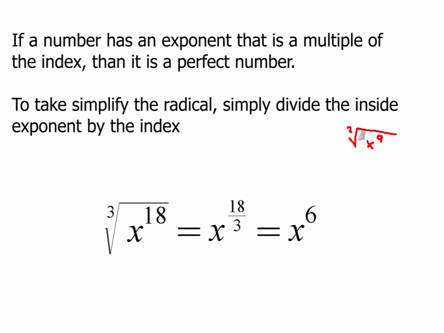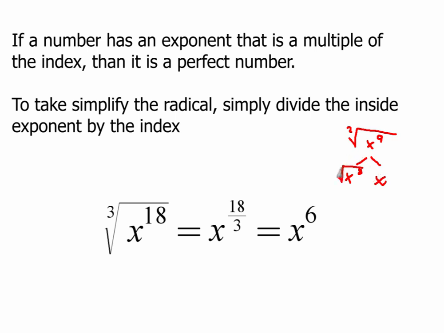Okay, 9 is not a multiple of 2, so I can't just do this dividing. I've got to split this up, just like we were doing with our numbers. So I want to think, what's the biggest number that's smaller than 9 but is a multiple of 2? Well, that's x to the 8th power. That's a perfect square. And x to the 9th divided by x to the 8th is just x.